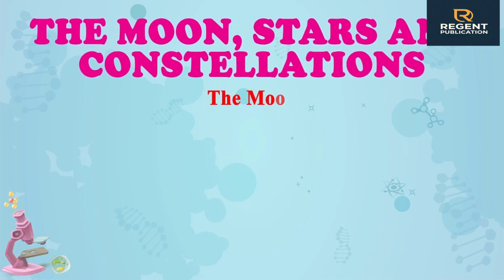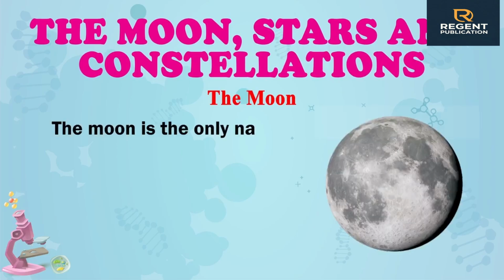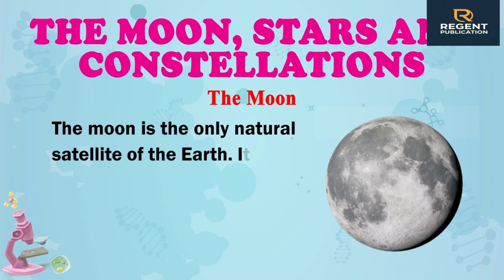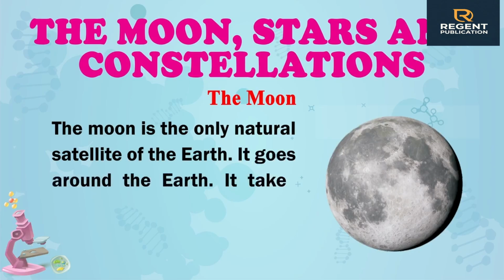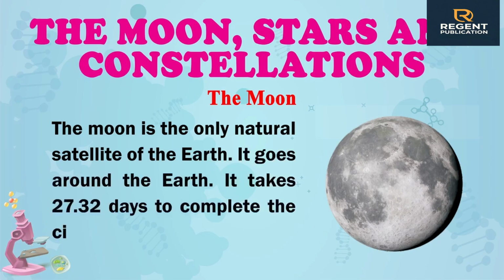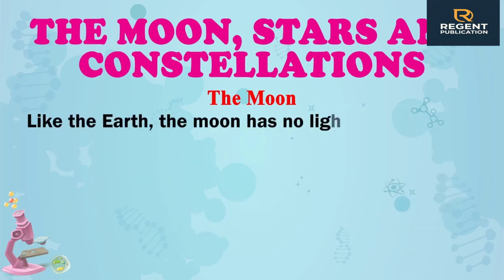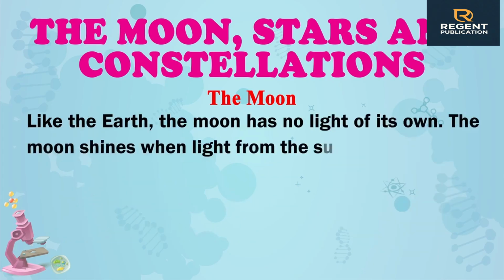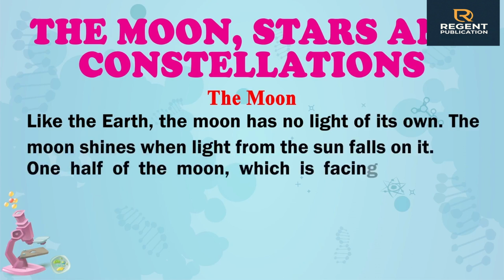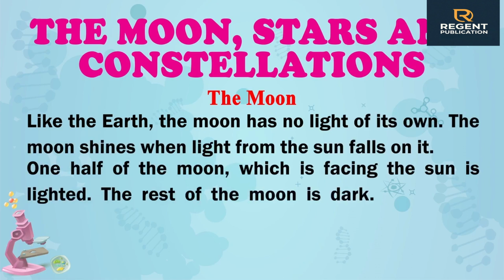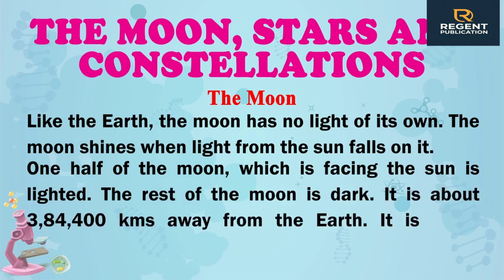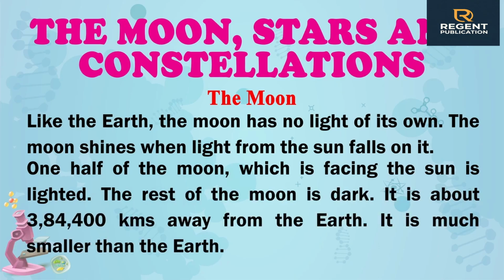Chapter 19: The Moon, Stars and Constellations. The Moon. The Moon is the only natural satellite of the Earth. It goes around the Earth. It takes 27.32 days to complete the circle around the Earth. Like the Earth, the Moon has no light of its own. The Moon shines when light from the Sun falls on it. One half of the Moon, which is facing the Sun, is lighted. The rest of the Moon is dark.